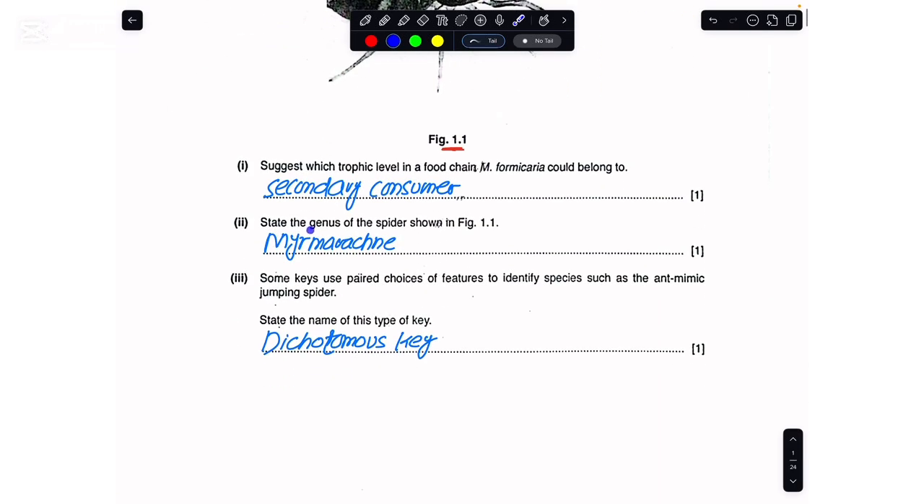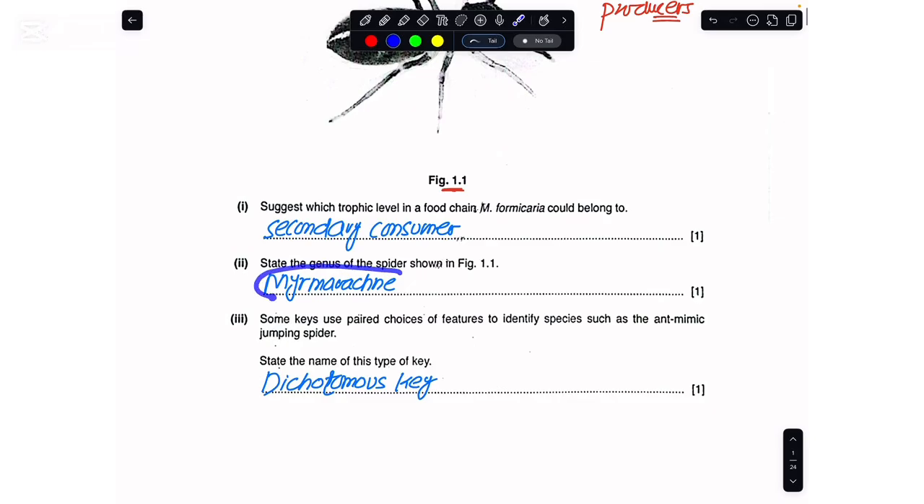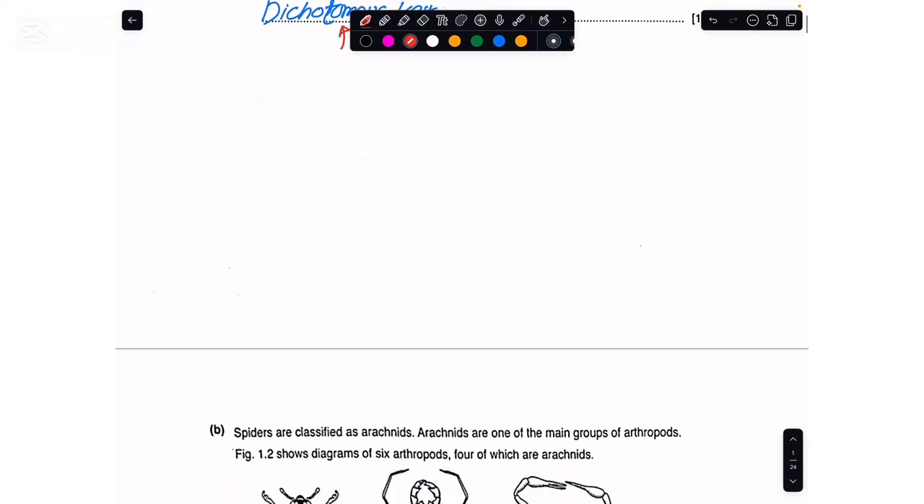Now they say state the genus of the spider shown. So they have given you the name of the genus themselves. So you just have to copy paste this word which they have given at the top. So this would go like this. And then they say that some keys use paired choices of features to identify the species, such as ant mimic jumping spider. So you see that the type of key that helps us in identifying the individual species, we call this the dichotomous key.